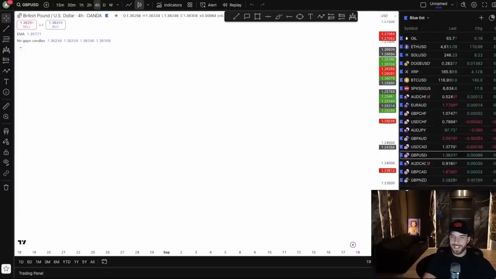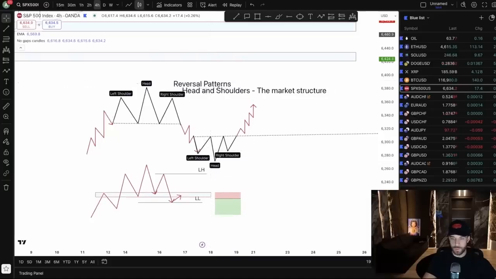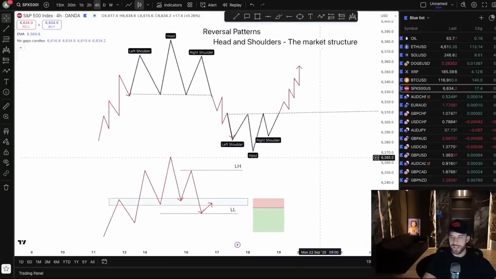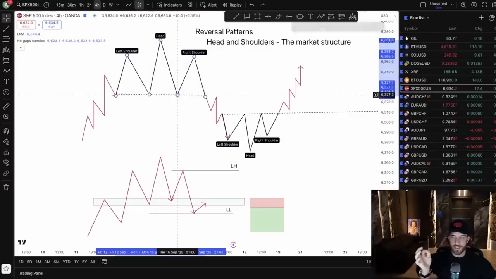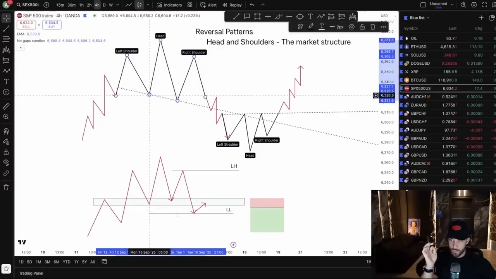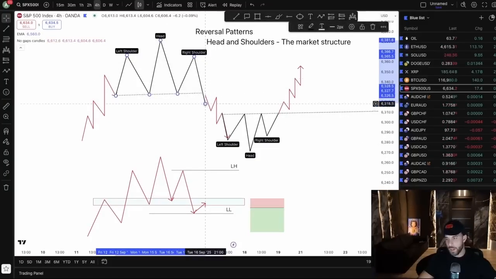So ladies and gentlemen, head and shoulders pattern is my favorite reversal pattern, but not because of the actual pattern itself. It's because of how it is done, and that is with the shift of structure from the higher low to the higher high, or once we actually break the neckline, we come back and we retest it and then we sell. Head and shoulders is my favorite and most effective reversal pattern.